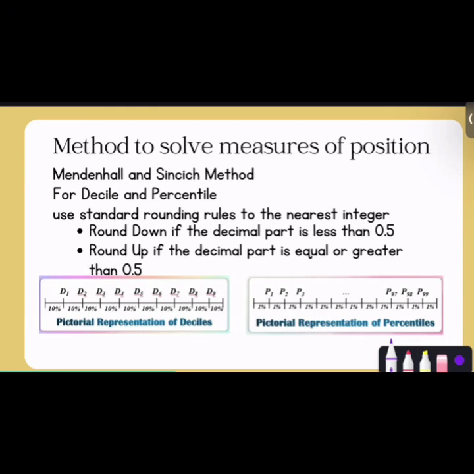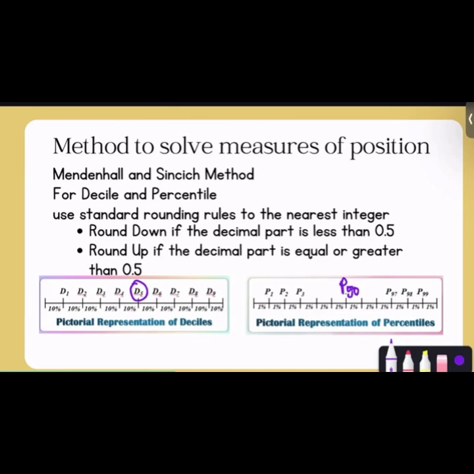Kasi si quartile, hindi natin sinusunod ito. As long as na kay lower quartile, magra-round up. Pag na kay upper quartile, magra-round down. Okay? So, here, hindi rin natin isasama si median, yung P sub 50 natin, or percentile 50, and decile 5. Kasi nga po, since this is median, meron tayong ibang way. How are we going to identify the position of our median? Okay? So again, this is the Mendenhall and Sincich method for decile and percentile.